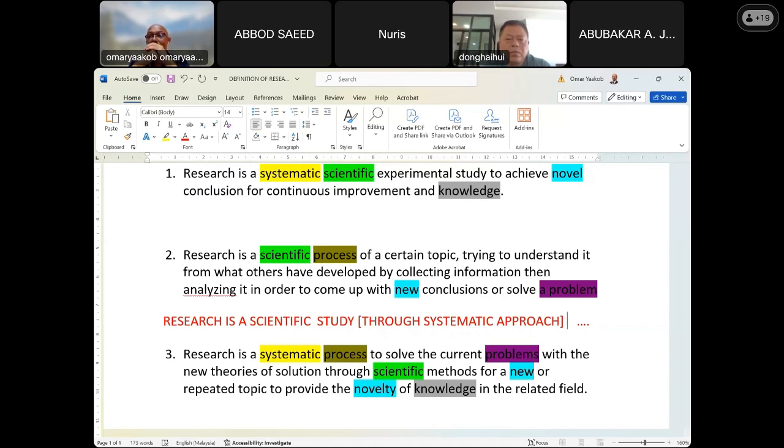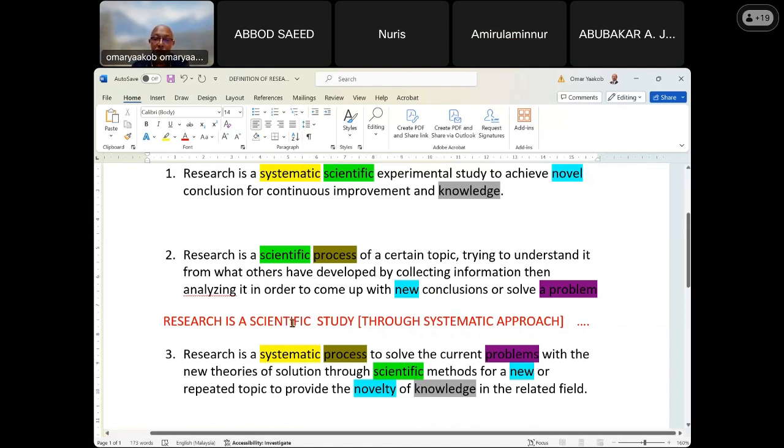Do you mean it's redundant? Amirul, do you mean the definition is redundant? The true systematic approach. I think what Abad said just now is that the true approach is something superfluous, redundant or extra. There's no need because it's already included inside the scientific. If it's redundant, basically just choose one. No. Systematic cannot replace scientific because scientific is broad, much wider.